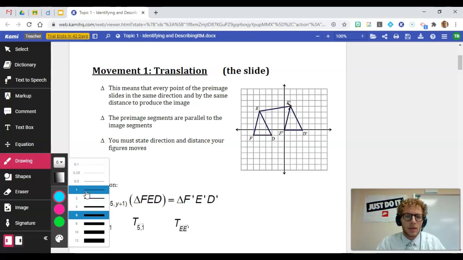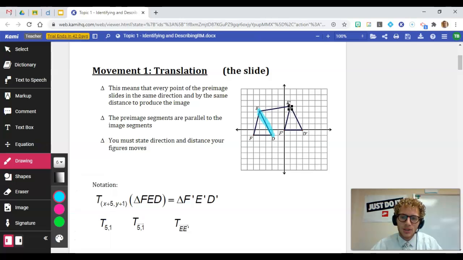Some other things here. The pre-image segments are parallel to the image segments. So we might be dealing with some rotations that look like they've been translations, but if you'll notice, this side, which gets mapped onto this side, are parallel. We can tell because their slopes are the same. They are both going up 4 over 2, up 4 over 2. So those slopes are the same, therefore we know that a translation could have occurred.